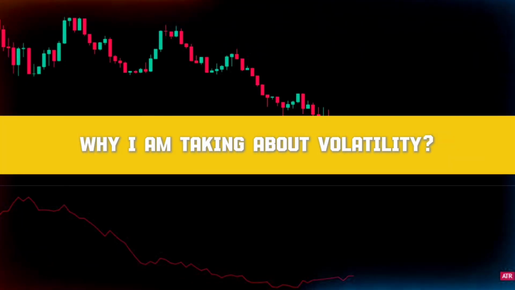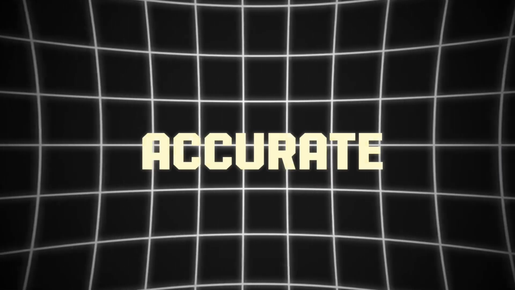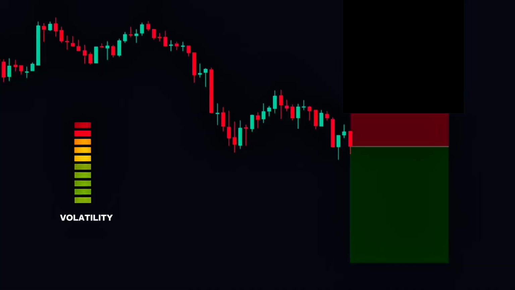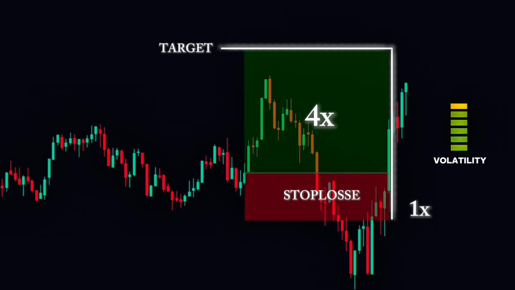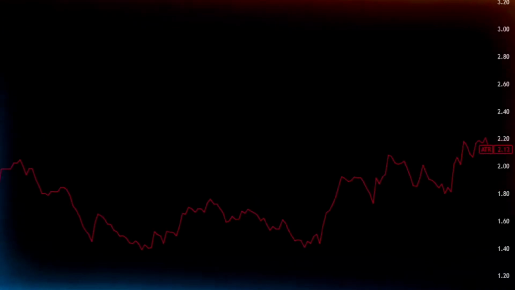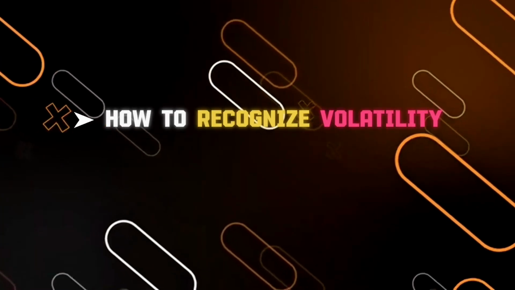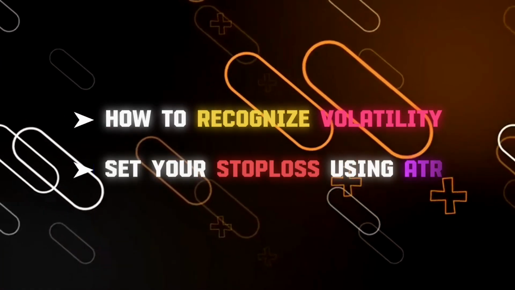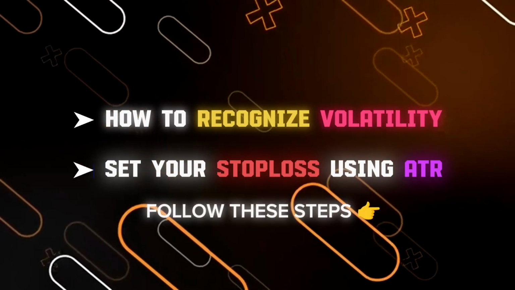Why am I talking about volatility first? Because without knowing volatility, you can't set an accurate stop loss or target. If you place a tight stop loss during high volatility, it will get hit quickly. If you place a big target during low volatility, your trade might never reach it. ATR helps you see the real market conditions so you can adjust your stops and targets correctly. So first, we'll learn how to recognize volatility, and then we'll move on to how to set your stop loss using ATR. Make sure you follow these steps carefully.